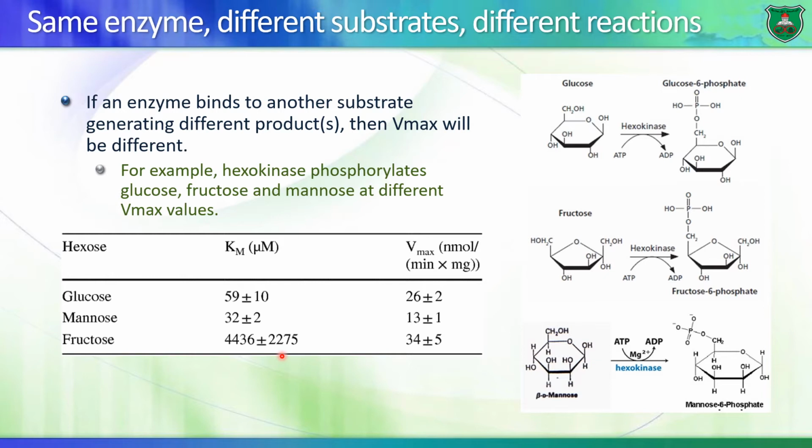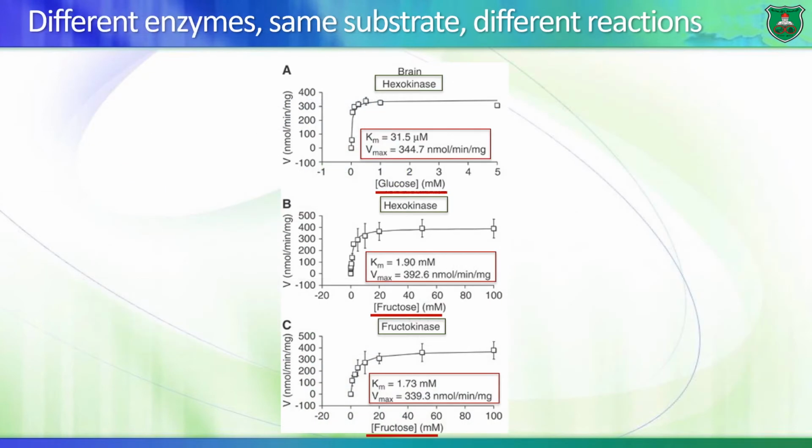To which substrate does hexokinase have the highest affinity? And to which substrate does it have the lowest affinity? Remember, the higher the Km, the lower the affinity. And the opposite is true.